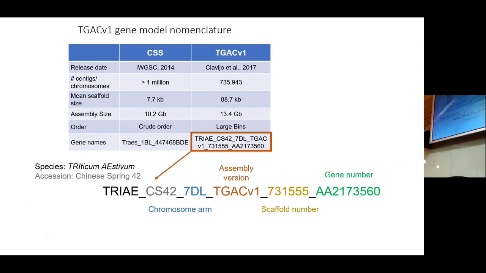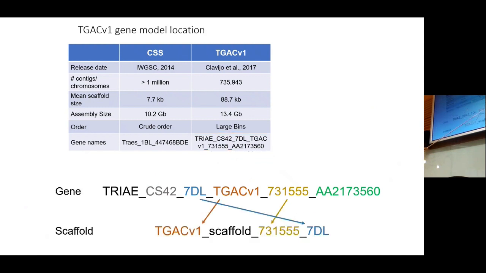So already you have much more information than in the previous set of gene models, and with that information you can actually figure out, okay, if you see this name, you can figure out which scaffold in the genome it's from, because the scaffold names are basically the assembly version, the scaffold number, and the chromosome it's on. So with this information, you can always say, ah, I know this gene is on this scaffold. Fantastic.